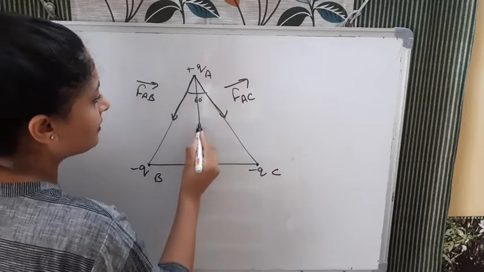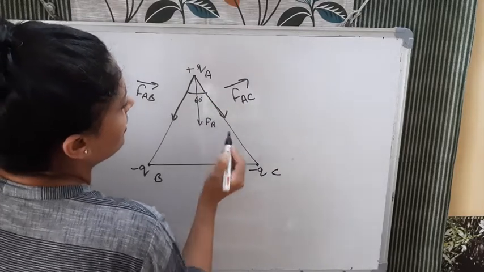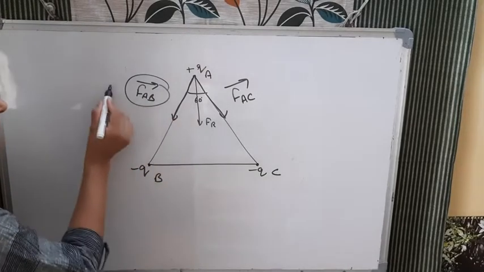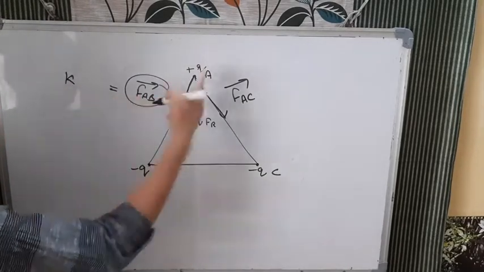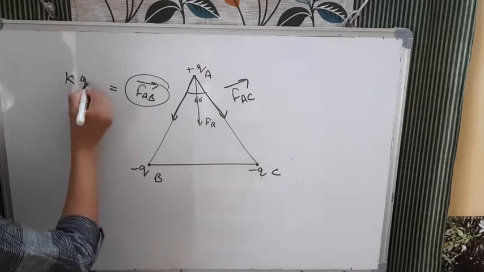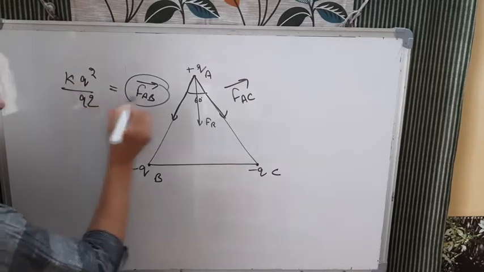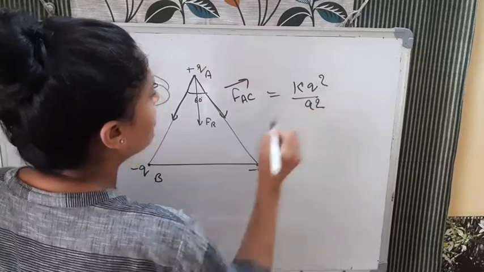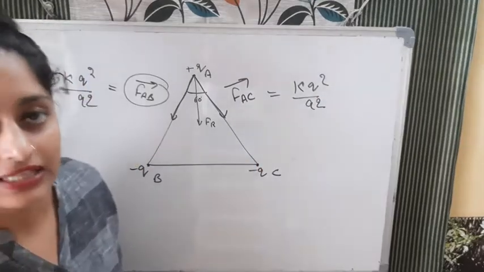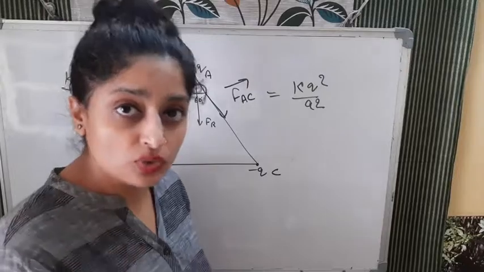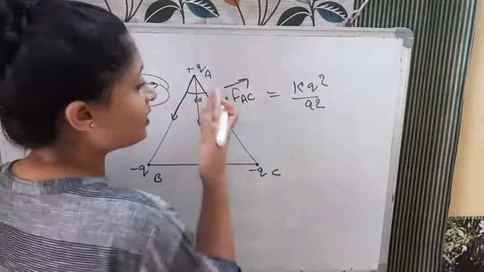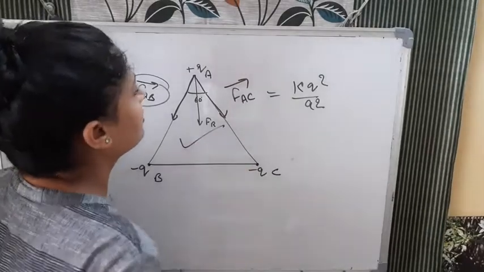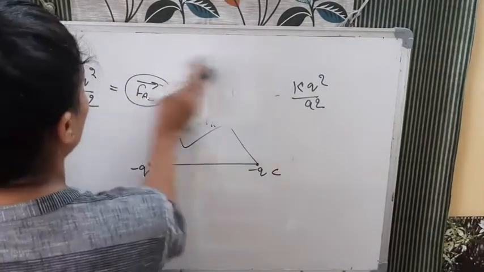You will calculate the resultant. I hope now you got it how to calculate. What will be FAB? K q minus q magnitude, when we take q square divided by a square. Same way it will come k q square divided by a square. Then you need to calculate the resultant. The formula is same: a square plus b square plus 2ab cos theta, and theta is 60 degree. Cos 60 is 1 by 2. You will get your result. Okay, so these kinds of questions will come.